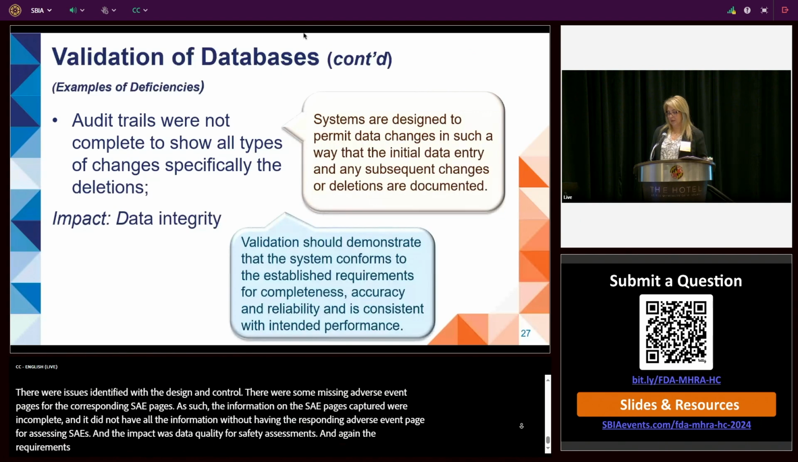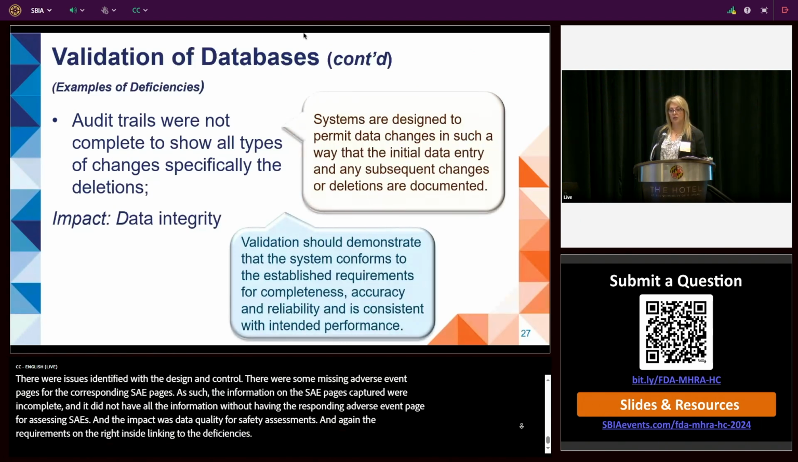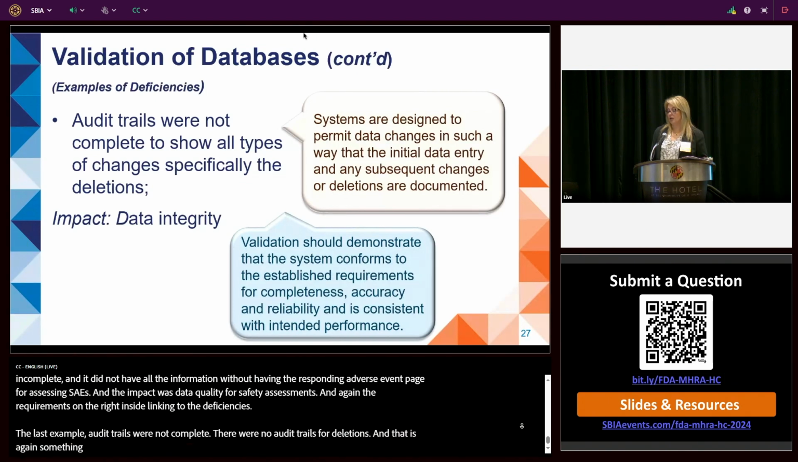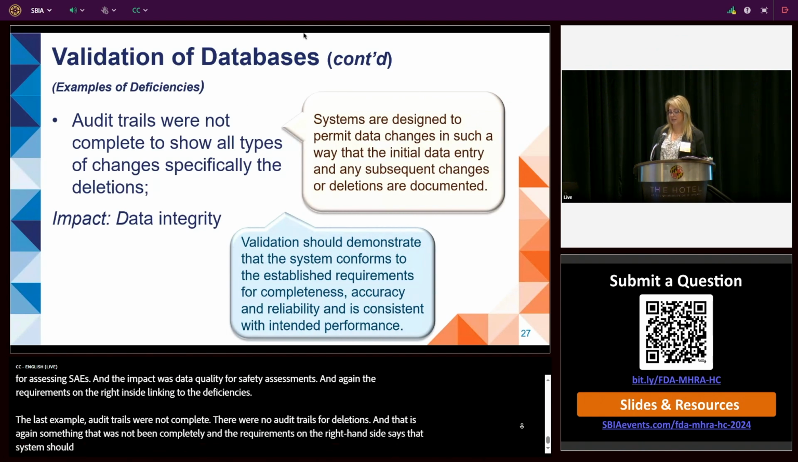The last example, audit trails were not complete, as there was no audit trail for deletions. And that's, again, something that was not done completely. And the requirement on the right-hand side says that systems should be designed to permit data changes in a way that the initial data entry, and any subsequent changes or deletions, are documented. And this was a data integrity issue.